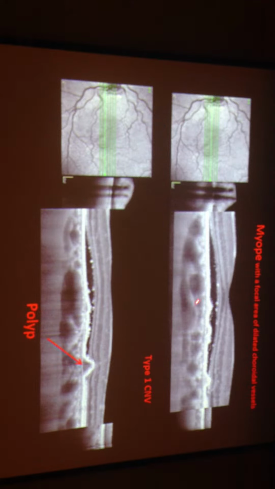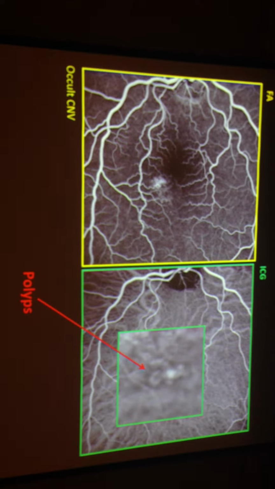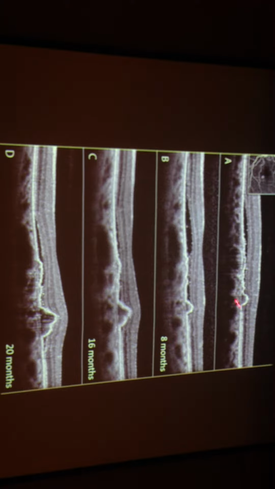And overlying it, there is a type 1 CNV, which with time develops into a polypoidal lesion here in the OCT. When you do the FA, you see the hyperfluorescent leakage, and on ICG, you can see the area of the polyp. If you follow this patient up with time, you can see there is actually progression of the polyps. At 8 months, it gets bigger, and at 16 months, and 20 months. You can see how the polypoidal lesion develops.